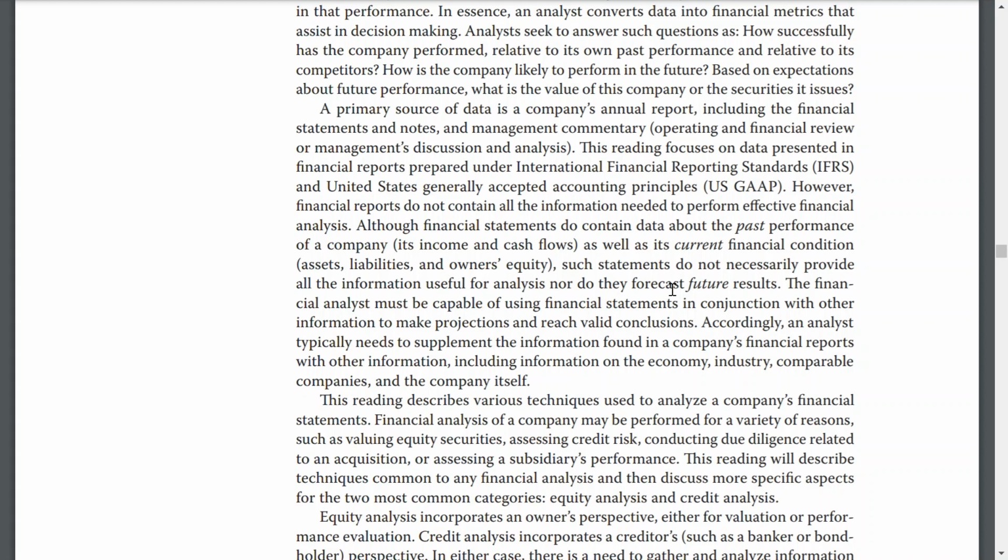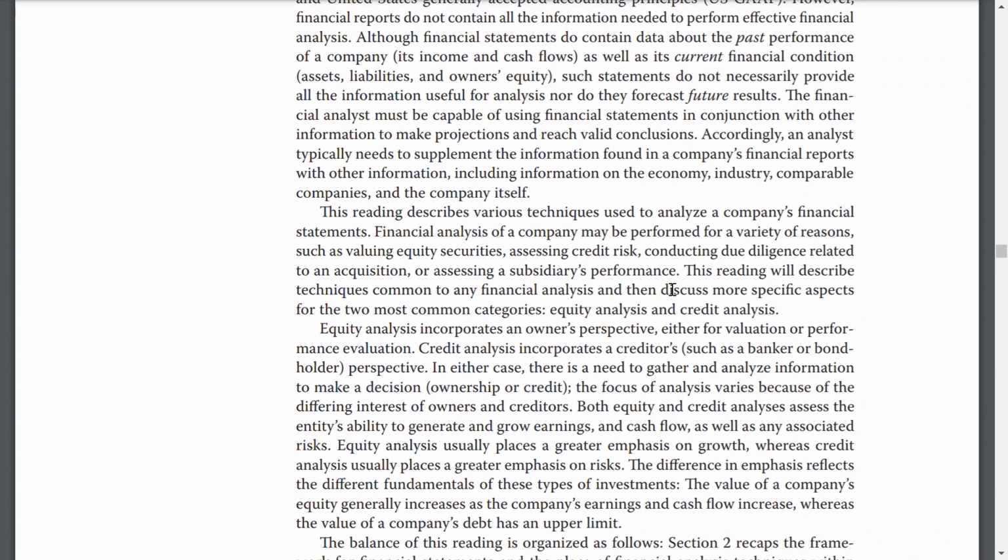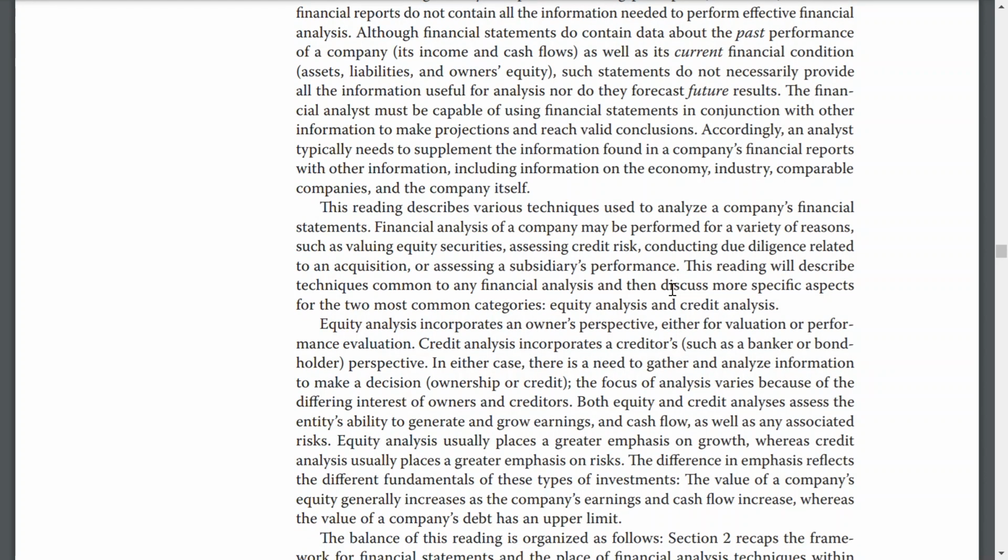The financial analyst must be capable of using financial statements in conjunction with other information to make projections and reach valid conclusions. Accordingly, an analyst typically needs to supplement the information found in a company's financial reports with other information, including information on the economy, industry, comparable companies, and the company itself. This reading describes various techniques used to analyze a company's financial statements. Financial analysis of a company may be performed for a variety of reasons, such as valuing equity securities, assessing credit risk, conducting due diligence related to an acquisition, or assessing subsidiary performance.